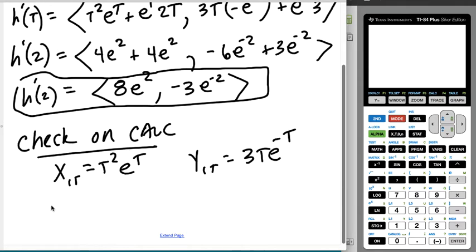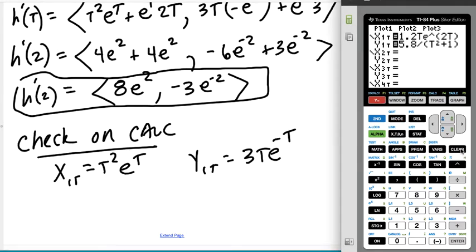3e^t, okay. So if I did that, let's go ahead and go to my y equals, and let's see what happens if I do that. So I can do t squared e to the t, and I can do 3t e to the negative t. And we'll double check that those are right.